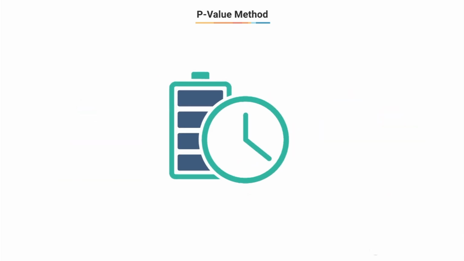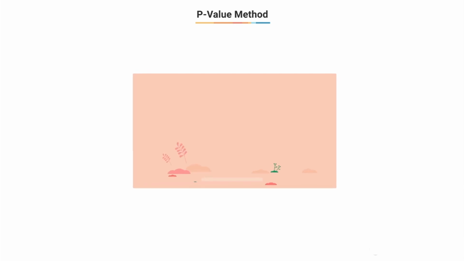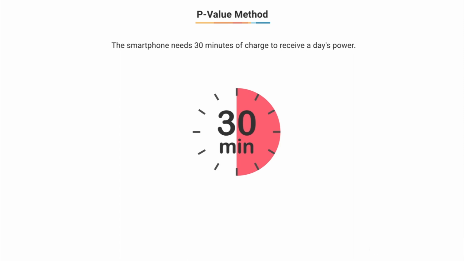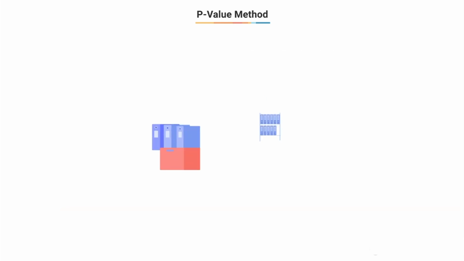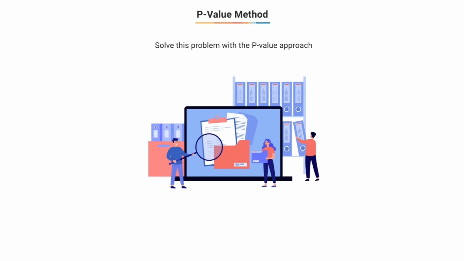We'll take up the same problem of max phone charging time for the p-value method. Recall, we wanted to test the claim that the smartphone model requires exactly 30 minutes of charging to receive a day's power. We also know the population standard deviation, which is 2.477, and it is also given that the sample mean of the 100 data points that we considered is 30.37. So using this information, let's solve this problem with the p-value approach.